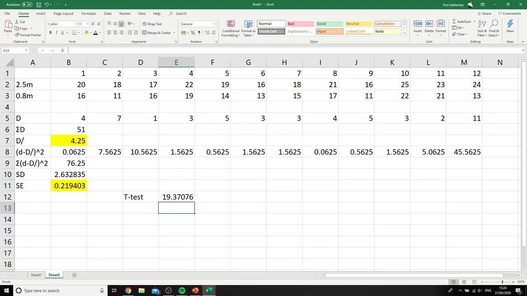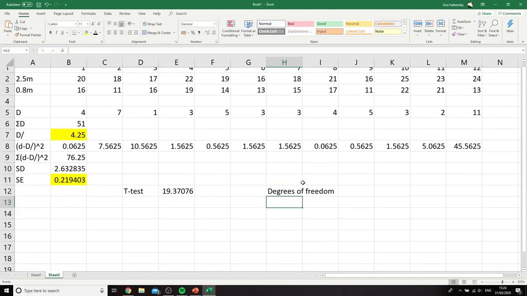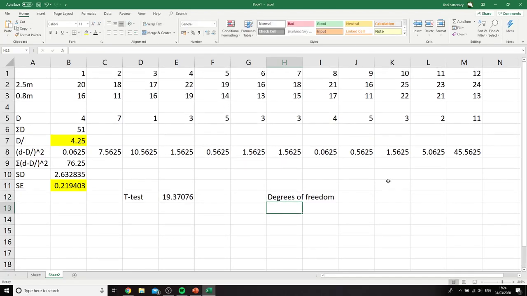So now you need to look up the critical value. Don't forget your degrees of freedom. So your degrees of freedom is the number of pairs of data minus 1. So it's 12 minus 1, which is basically 11. Thanks for giving me a date, Excel. There we go. So your degrees of freedom is 11.